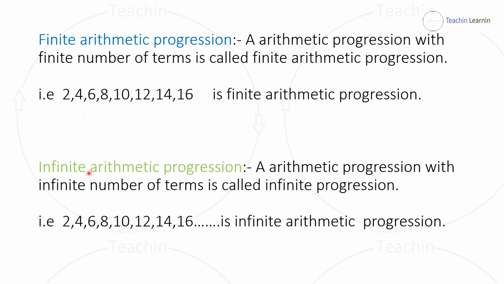Now, infinite arithmetic progression. An arithmetic progression with an infinite number of terms is called infinite arithmetic progression. Let's see this example: 2, 4, 6, 8, 10, 12, 14, 16, and the dots mean it will never end. It will go up to infinity. So the number of terms is not fixed, therefore it is called infinite arithmetic progression.